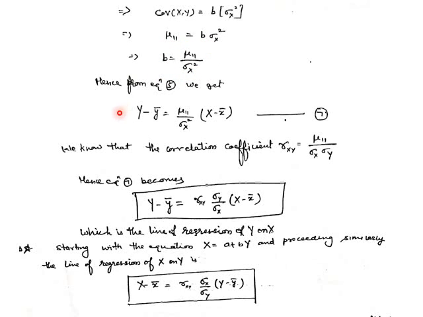If we put the value of b in equation 5, we get this equation of the line of regression of y on x. Now, we know that the correlation coefficient is covariance upon sigma x sigma y. So, using this relation, equation 7 becomes y minus y bar equals r into sigma y by sigma x into x minus x bar. It is the line of regression of y on x. Remember that here x is the independent variable, whereas y is dependent. By this setup, you can determine values of y for any specific value of x.